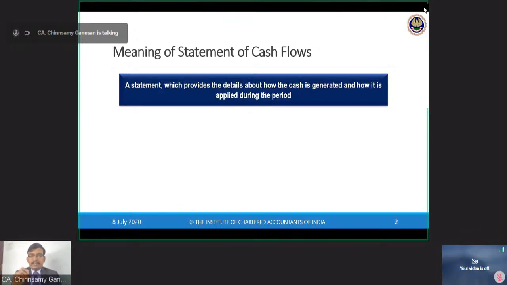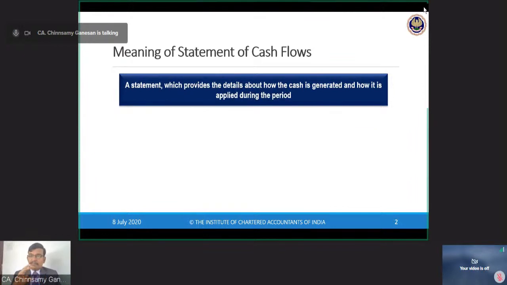So accordingly, the statement of cash flows is part of the main financial statement itself. That means whenever an entity is presenting its financial statement, it should prepare and present the cash flows as part of it. If the cash flow is not there, it is not a full-fledged Ind AS financial statement. So what is the meaning of this?